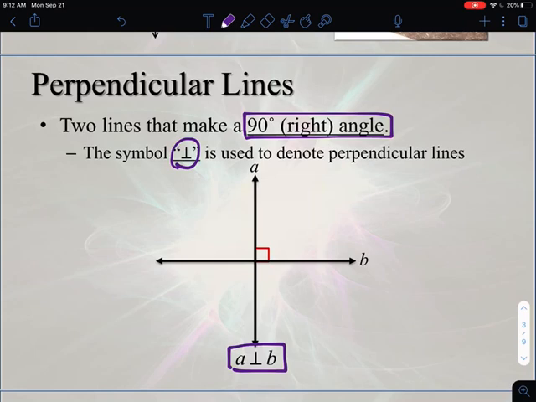Typically, perpendicular lines will be denoted with that little box in the corner. Anytime we have right angles, they're going to have that little box there to show you that that is in fact a 90 degree or a right angle. So any lines that are perpendicular are going to be right angles.